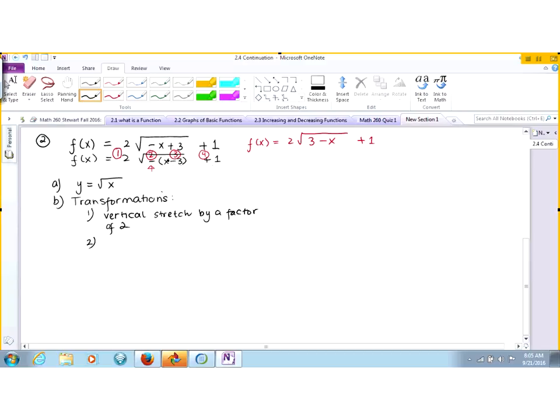What about this negative? Reflection? That's right. Negative always reflects. So there are two things about the x-axis or the y-axis. Does it affect the x or the y? X. So if it affects the x, it is reflection about the y-axis.